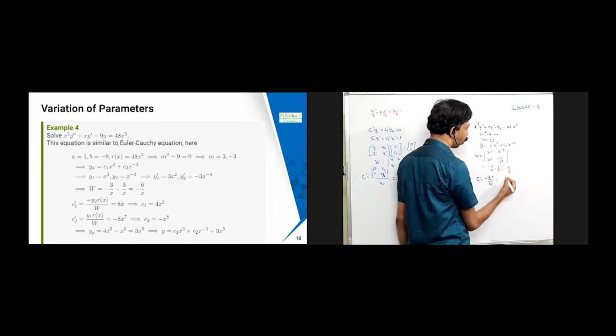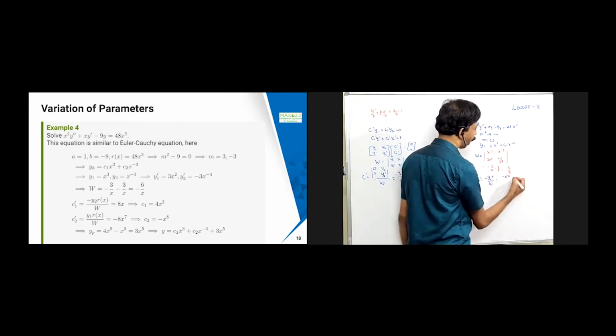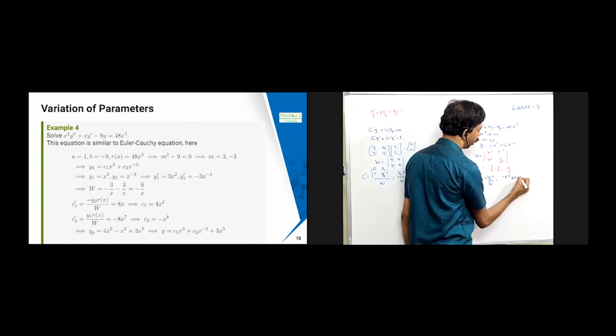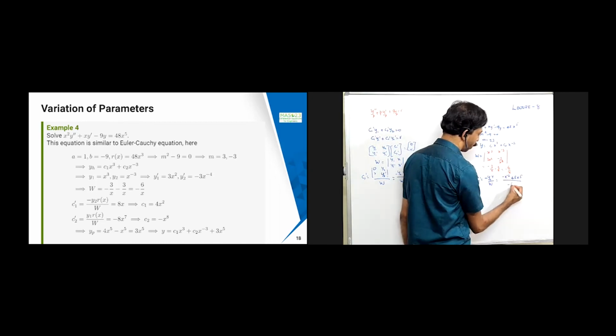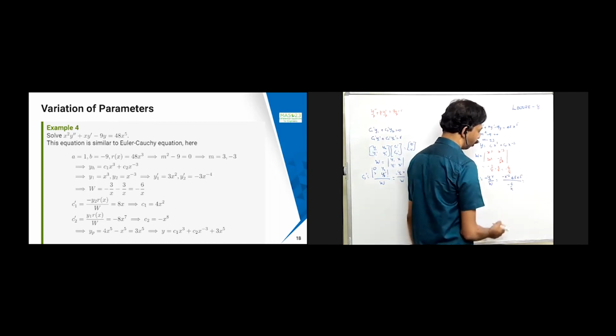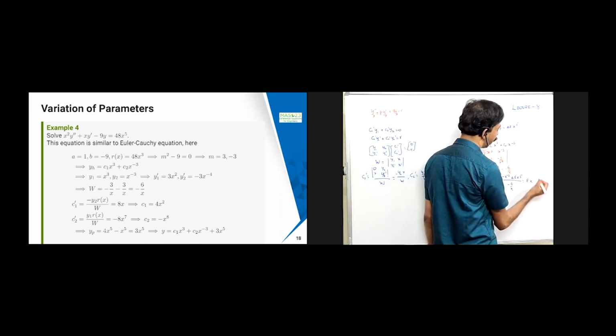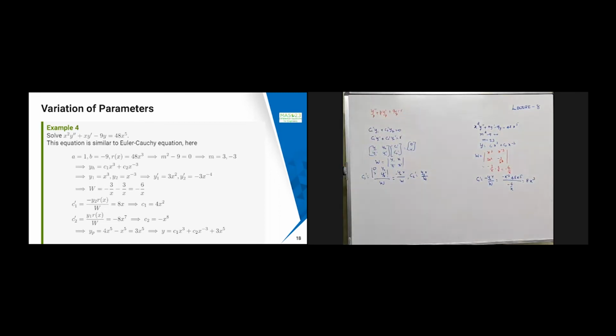Okay, so what is y2? y2 is going to become minus x power minus 3. And r is nothing but 48 x power 5 divided by w, which is minus 6 by x. Therefore, you are going to get this in the numerator, so 48 x power 6 is going to come. 6 and 8 get cancelled, minus minus gets cancelled, so 8 into x power 6, x power 3, so x power 3 is going to come. Okay, this is what you will do, but this is not correct.